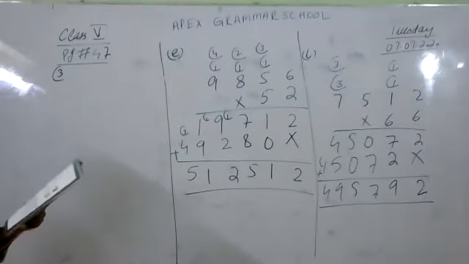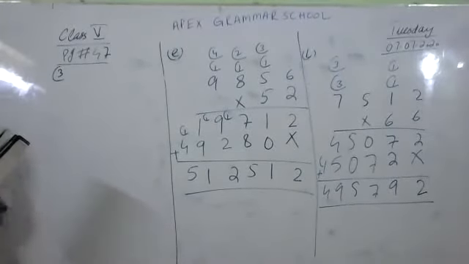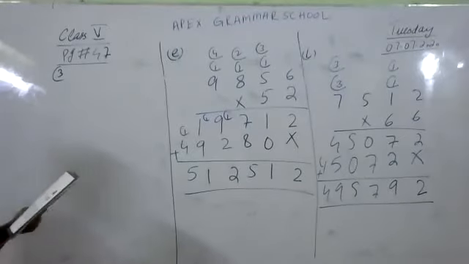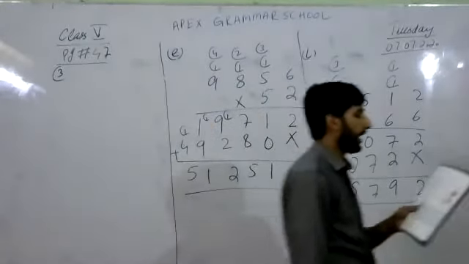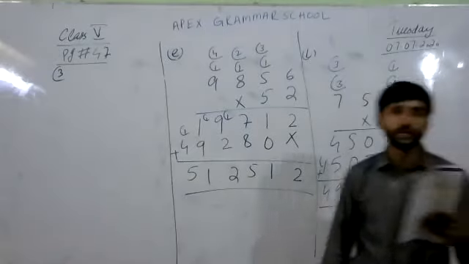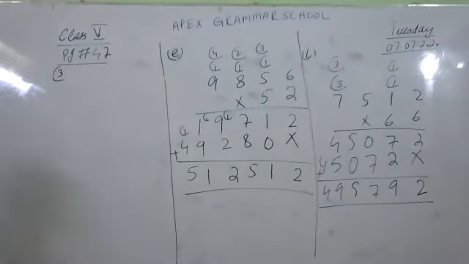Now move on to page number 47. Question number 3. Answer these problems. A part: a cinema has 23 rows of seats with 42 seats in each row. How many seats are there in total? This means that we have to multiply both figures to find our required answer.